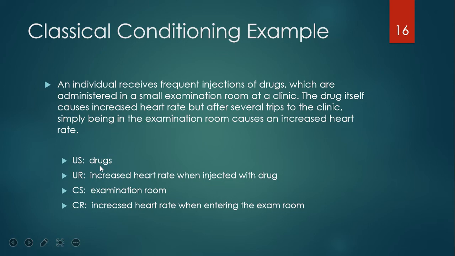So we have an unconditioned stimulus. This is not something we have to learn. Our heart rate increases when we are exposed to the unconditioned stimulus. So the unconditioned response happens when we are exposed to the unconditioned stimulus. And then we learn that a conditioned stimulus usually occurs with an unconditioned stimulus. A CS usually occurs with a US. So what happens? We have the same response to the US that we have to the CS. We have the conditioned response, which is an increased heart rate when entering the exam room.